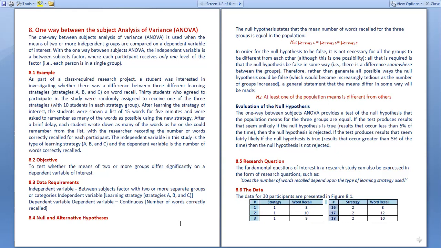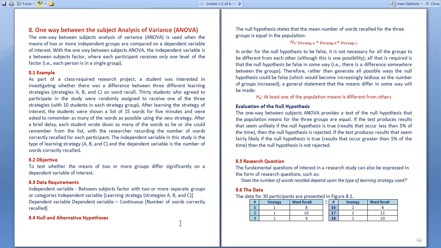So if you look at this particular example, here we have got three types of students, A, B, and C, depending on the type of learning strategy they have gone for, whether they have gone for A strategy, B strategy, or C strategy on word recall. Later on they were shown 15 words for 5 minutes, and then after some time they were asked to recall and tell how many words they could exactly remember, and that recall becomes the dependent variable.